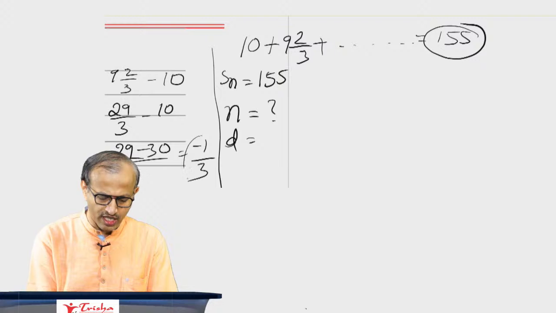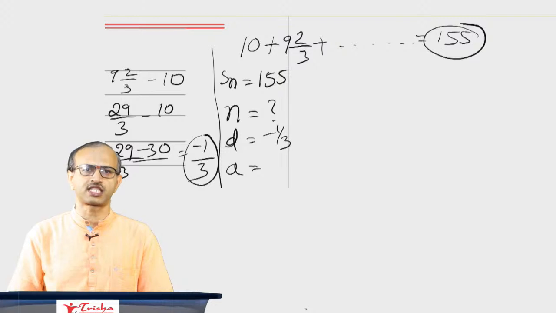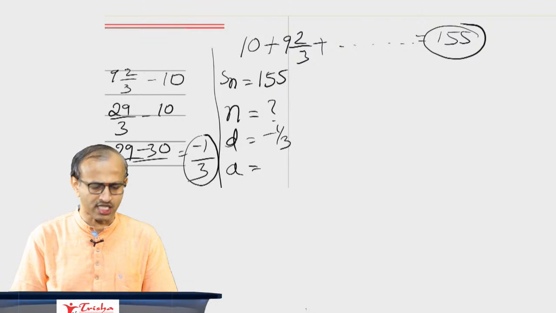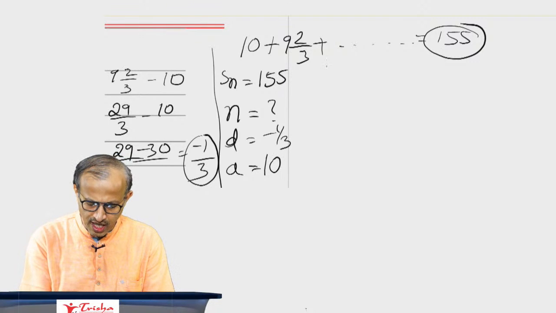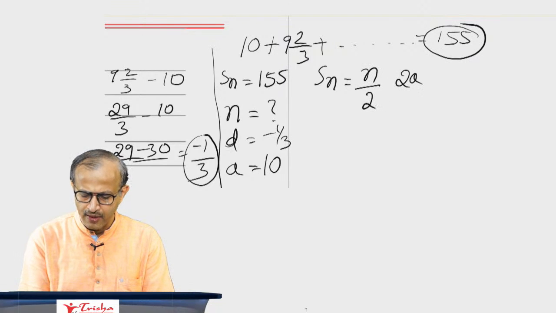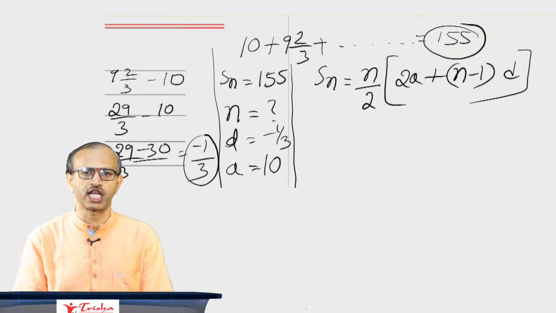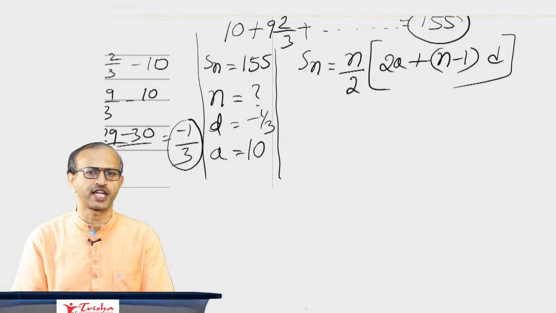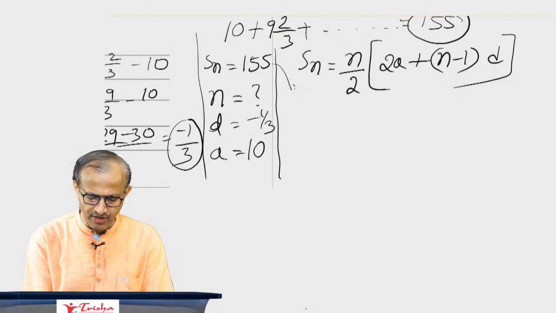The difference, as I worked out here, is minus 1/3. Can you tell me what is the first term? The first term a is equal to 10. The sum formula, as you know, is Sn = n/2 [2a + (n minus 1) d], where d is the common difference. Please work along with me. Are you all taking down? Sn, I will write 155.